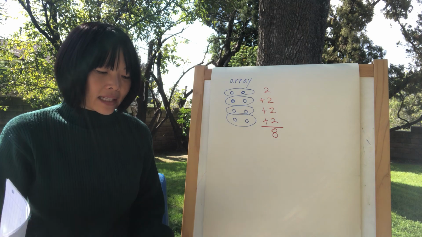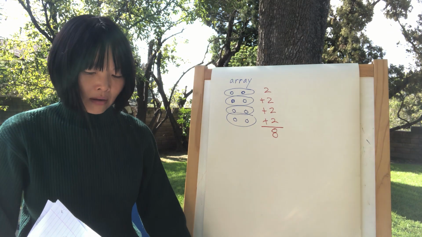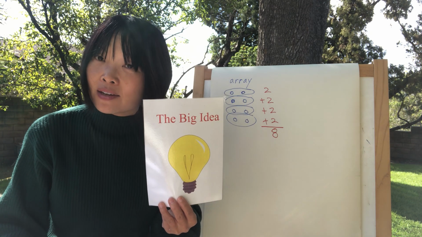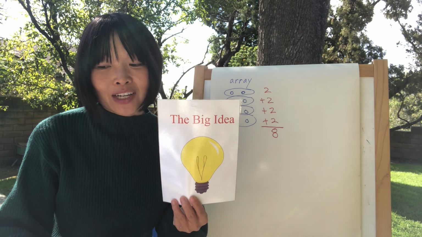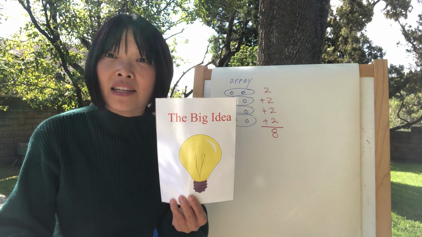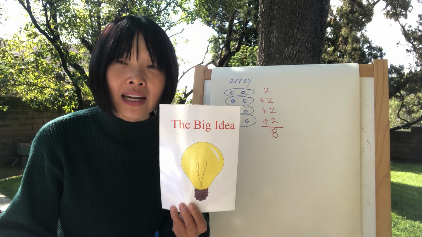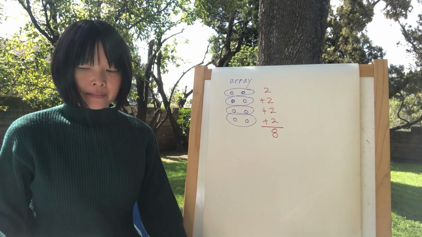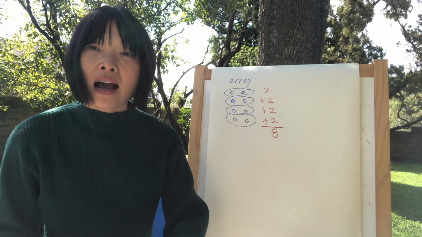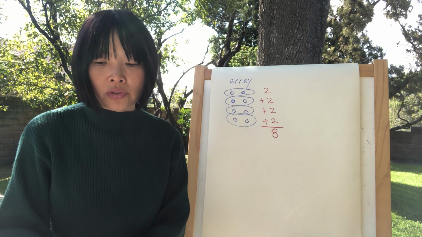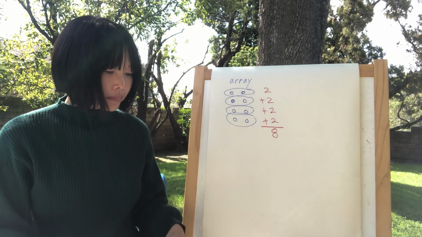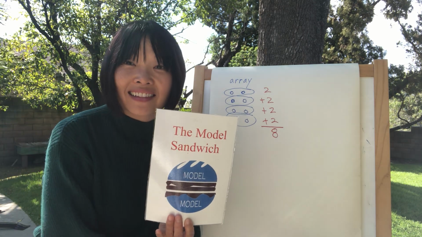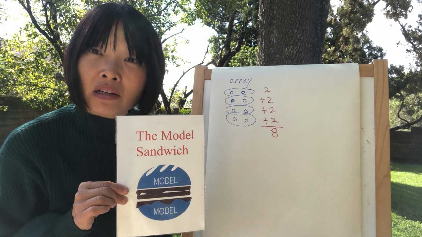Now, let's talk about the big idea. Why are you learning this? By the end of 2nd grade, you can use skip counting to find the total. It is an important skill you can use in 3rd grade and even now. Next, I want to show you 2 models. Here's the first model. Next, I'm going to do the model sandwich.